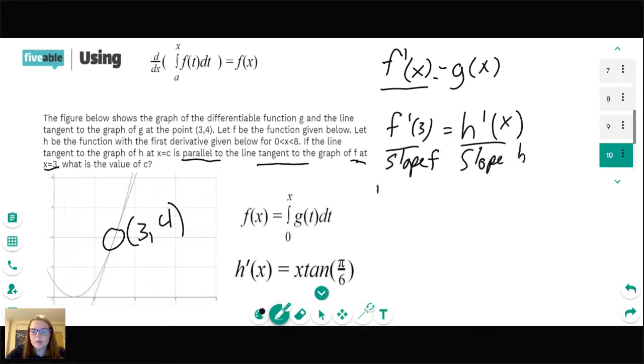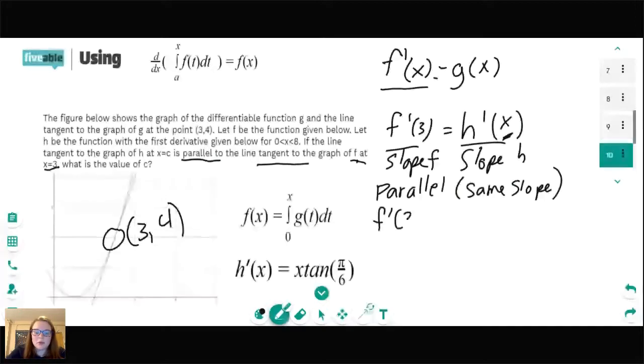Okay, and we want them to be parallel, which means they have to have the same slope. Okay, so if we can set their slopes equal, we just need to find this x value here. So we start by finding f prime of 3, and we can't find f prime of 3 without this relationship here. We've already done this out here using the fundamental theorem. F prime of x equals g of x. So we've got f prime of 3 is really g of 3. Do we know what g of 3 is?